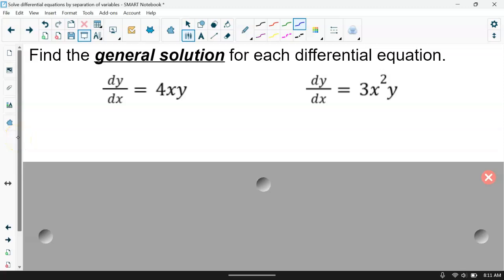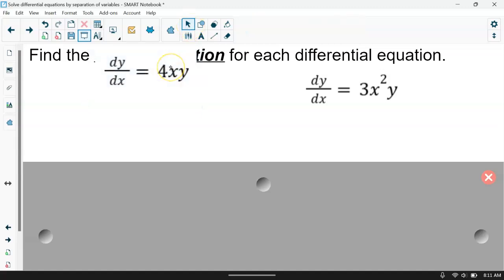So now the last type. Notice it's a little different, because we're used to solving when it was 4x divided by y. But now notice this is 4x times y. So now, to separate the variables, we're going to have to divide by y.